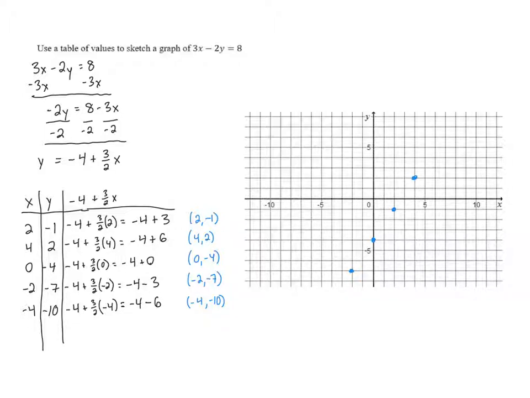And the last one, negative 4, negative 10, should be to the left 4 and then down 10. 10 isn't quite on our grid. It's a little bit off. So if you've got room on your paper, you can always extend your grid a little bit and put it down there. But we can also just do the other 4 points if we want. That's fine. They're all on the same line, which means we've probably done it correctly. We connect the dots. We label our line 3x minus 2y equals 8. And we're good to go.